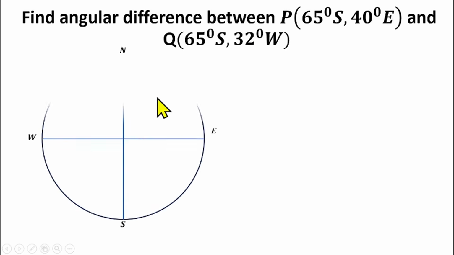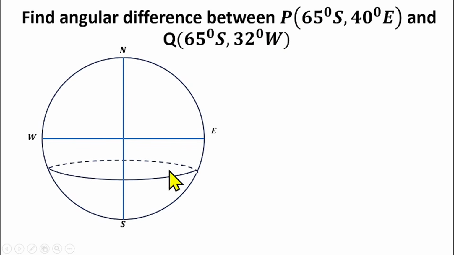The other way is to draw the diagram quickly. If I draw the circle to represent the Earth's surface, both of them are on the same latitude, which is 65 degrees south. So I will draw that 65 degrees south of latitude and label it like this. Then I want to ask you, this latitude that we have drawn here, is it a great circle or a small circle? We have already defined the great circle and small circle.